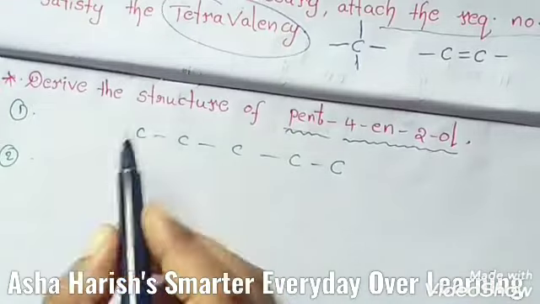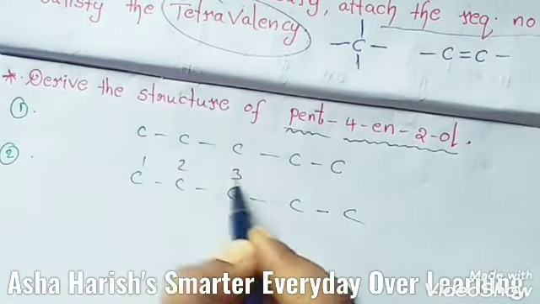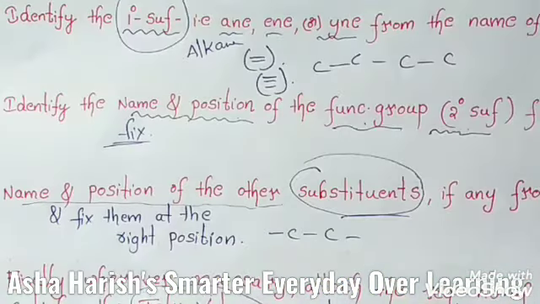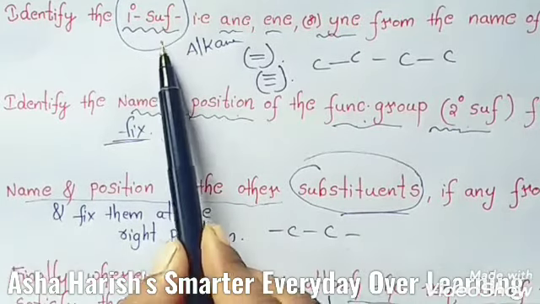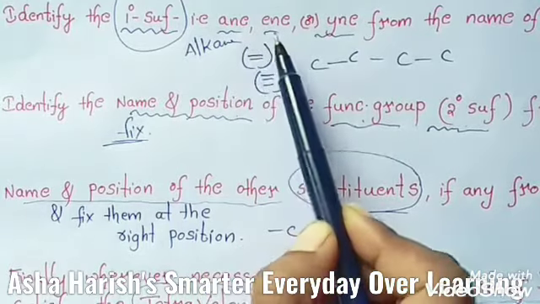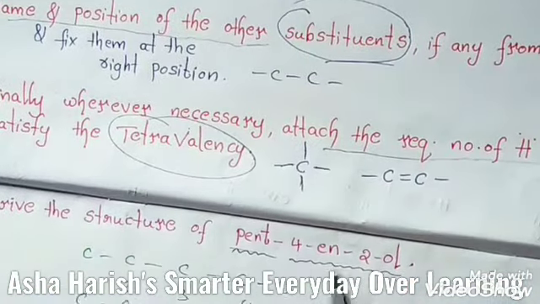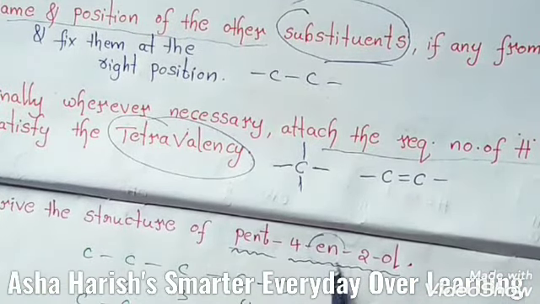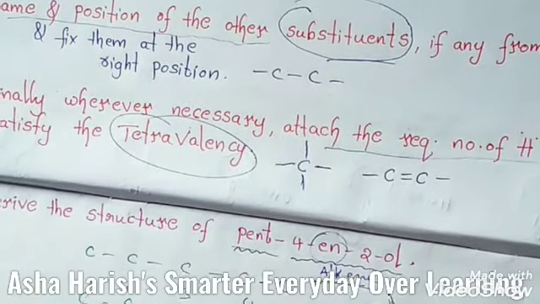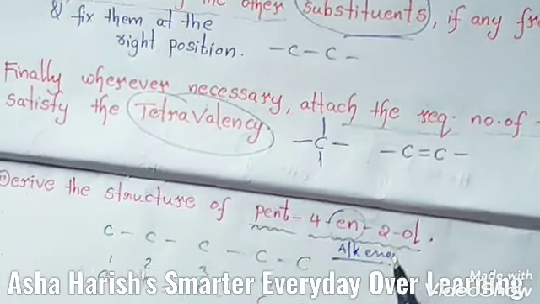Then to these carbons only you need to give numbering 1, 2, 3, 4, 5 like this. And step 3, you need to identify the primary suffix, that is, whether it belongs to the alkane group or alkene or alkyne group. Students, if you see the example here, 4-ene is there, so that belongs to the alkene group. You need to identify that. So in step 3, one alkene group is present.